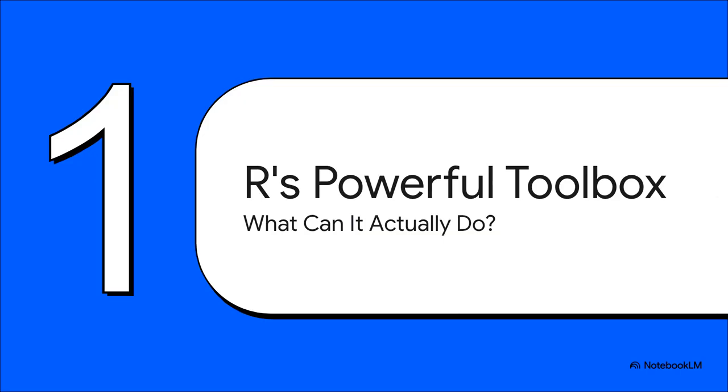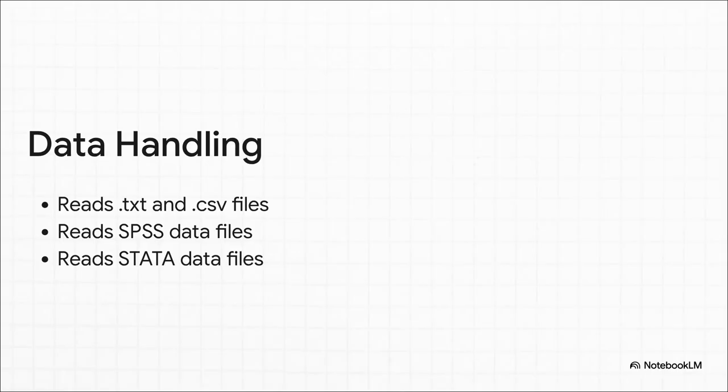All right, Section 1, R's powerful toolbox. Let's get under the hood. What can this thing actually do? First off, R is kind of like a universal translator for data. It doesn't lock you into its own weird file type. It handles all the standard stuff like text and CSV files, no problem. But, and this is a huge deal, it can also directly read files from other big packages like SPSS and Stata. That makes switching over or just working with people who use other software so much easier.